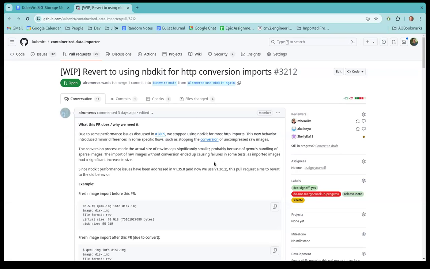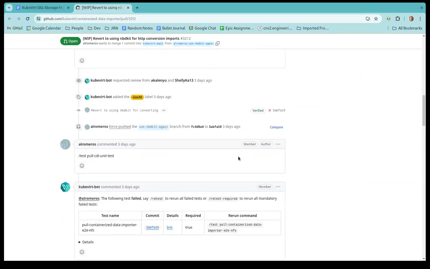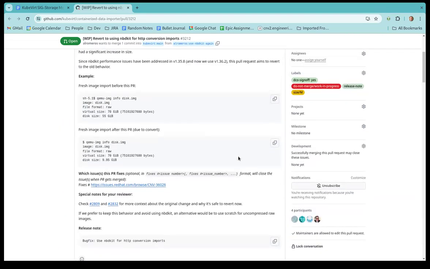So basically, in the old flow, we were using qemu-img to convert some import images, and that allowed us to treat sparse images better, I guess. And with the new flow, we changed that behavior and we are not treating some sparse images as sparse, so the size ends up being higher. So yeah, that's why I opened this PR. But I would like to have some conversation around the benefits of using NBDKit again and the drawbacks.